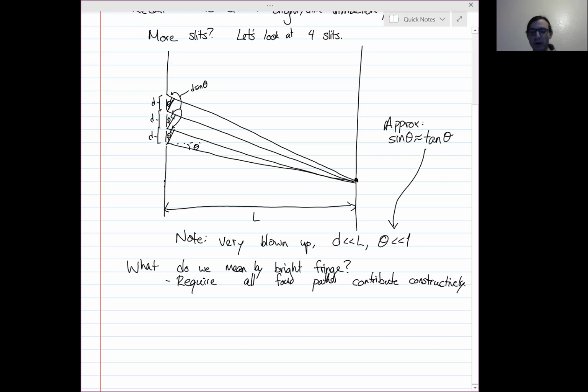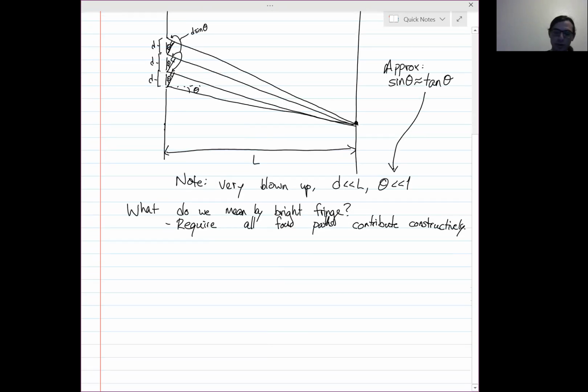So why do we require that all 4 paths contribute constructively in order to count that as a bright spot? Well, first note that even if just 2 paths caused constructive interference and the rest were partial, like half constructive, half destructive, then it wouldn't be as bright as it could be if there were all 4. So the brightest spots that we would physically see are going to be the spots that have all 4 constructively interfering. So what does that mean?